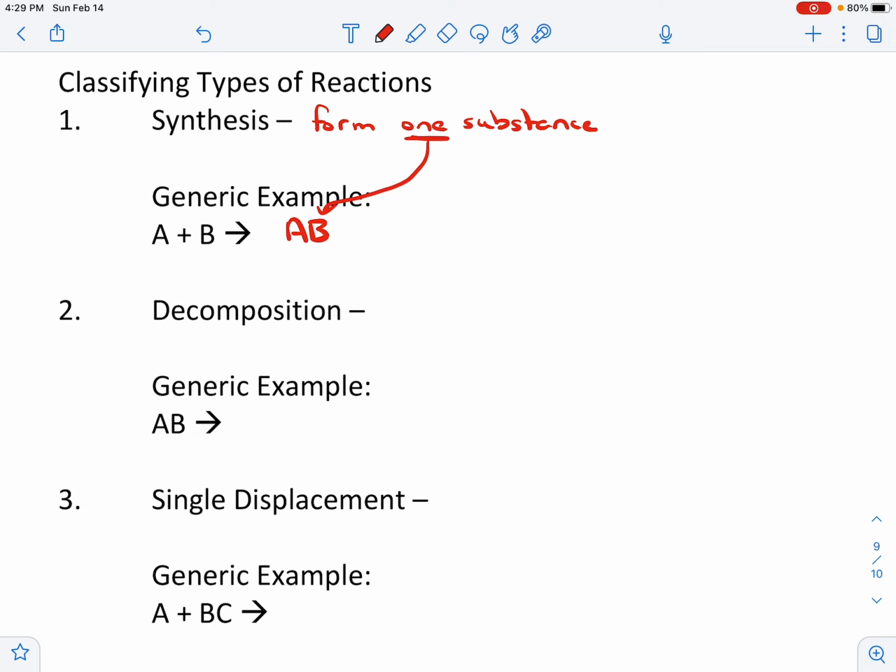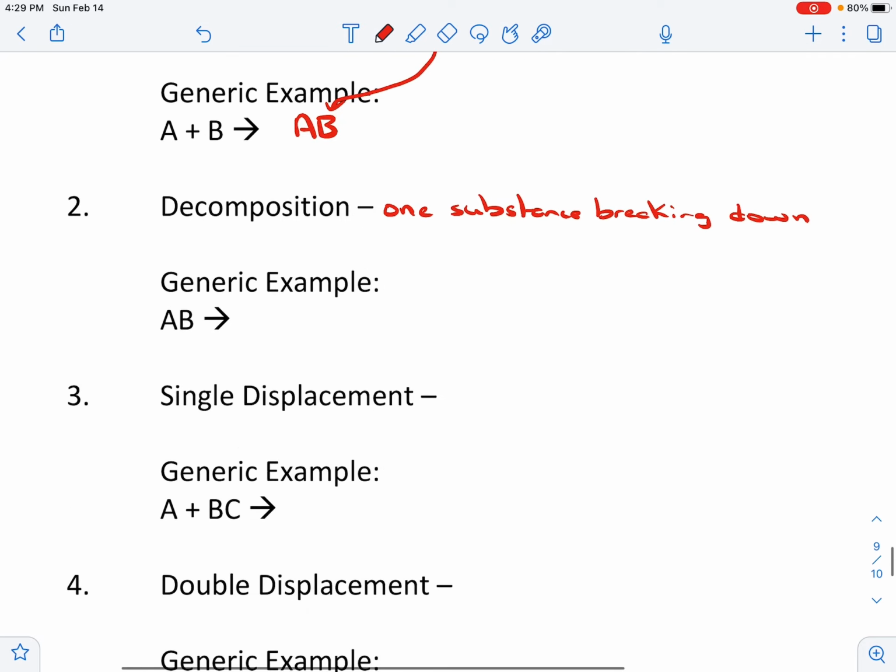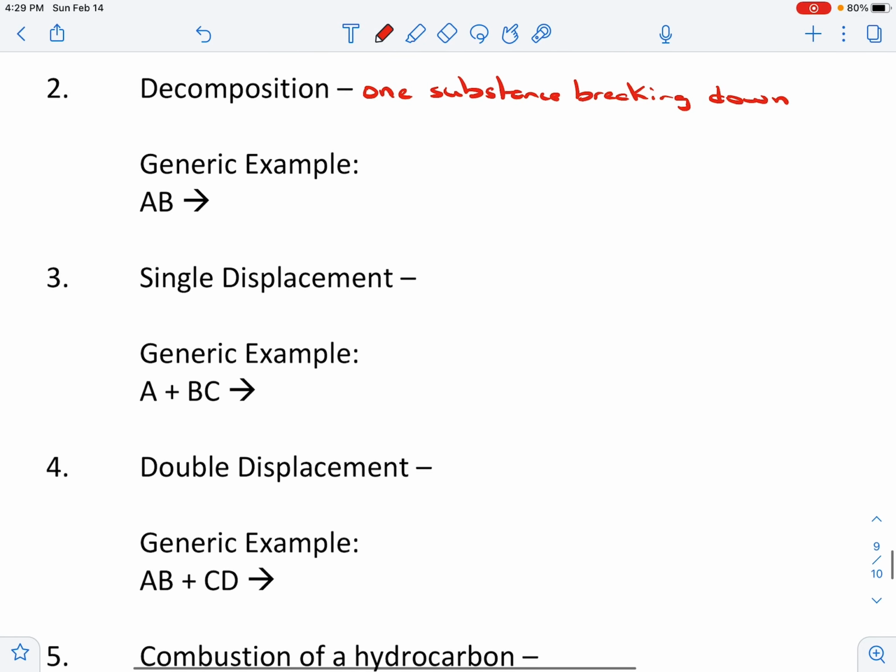Now if we look at decomposition, we have one substance breaking down. That's what we know about decomposition anyway. We're talking about breaking down. So our generic example here is we have AB, and it's going to break down into A plus B.